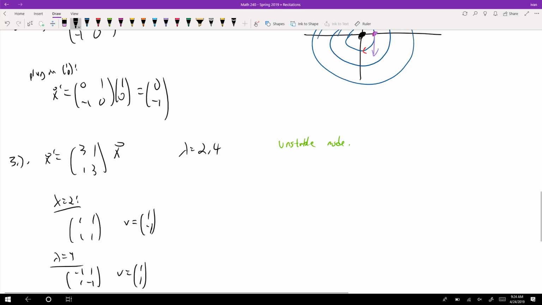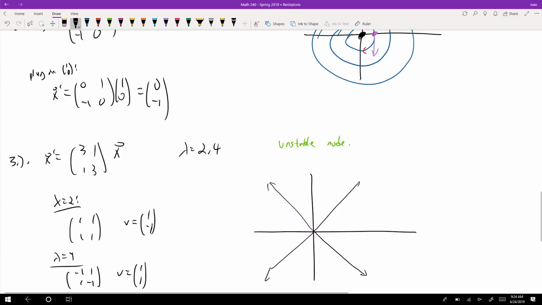Okay, and now let's draw the picture. There you go. Okay, the two eigenvectors are (1, 1) and (1, -1). So they're going to be 45-degree lines from the origin, somewhere like this.